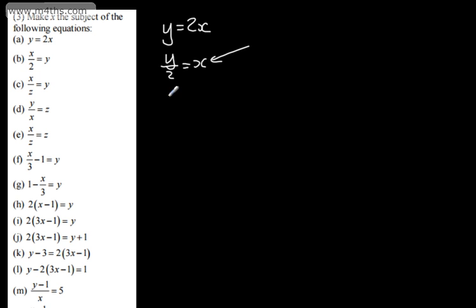If we look at the next one, we've got x divided by z is equal to y. So if we just want x by itself isolated, we need to do the inverse. At the moment, it's divided by z, so we need to multiply both sides of the equation by z. And that will give me x is equal to y times by z, or z times by y, and I'm going to write that as yz.